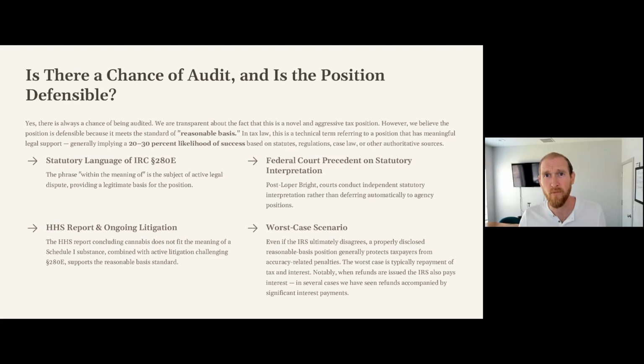Okay. So these are the questions that we get asked a lot. Is there a chance of audit, and is the petition defensible? Our perspective is that yes. Again, we have a reasonable basis. You only need a 20 to 30% likelihood of success. I think that the IRS may cop out. They may say this is not the place to have this debate as to whether or not the DEA was arbitrary and capricious and cannabis doesn't fit the meaning of Schedule 1. We're going to conclude that 280E applies.